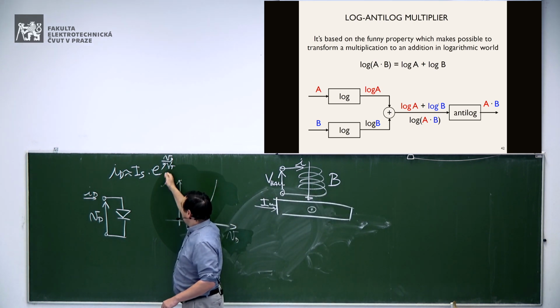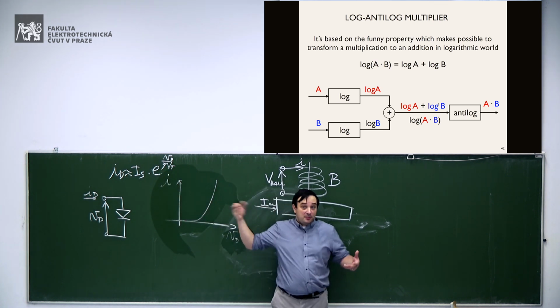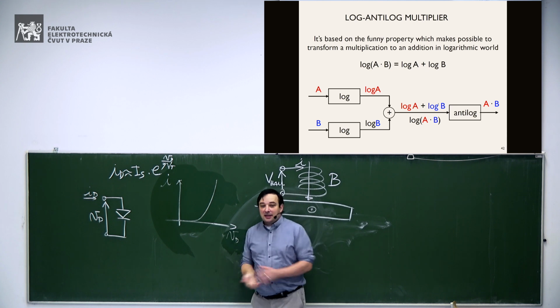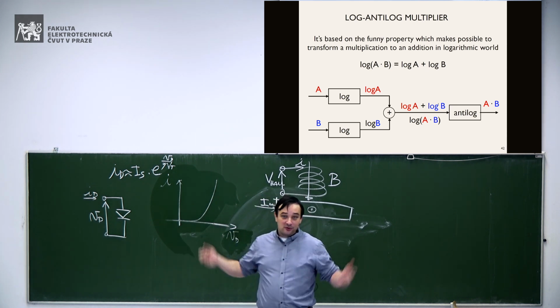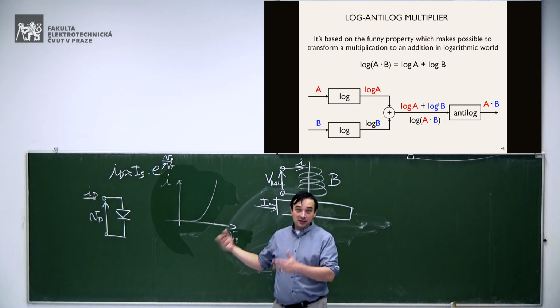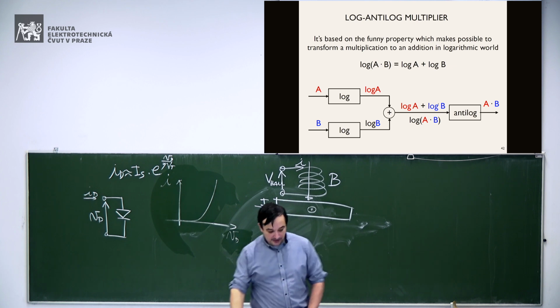the current depends also on the thermal voltage, which depends on the temperature, okay? So there are some methods to use a diode as a sensor of temperature, if you want. We will see in the second part of the course when we study the sensors of temperature, okay?